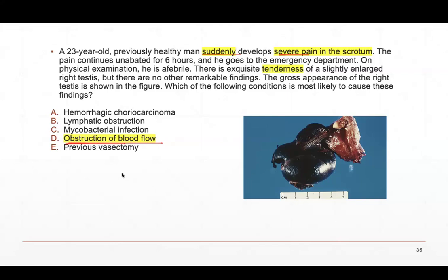Is this clear? Thank you, Malak. Okay. Next question.